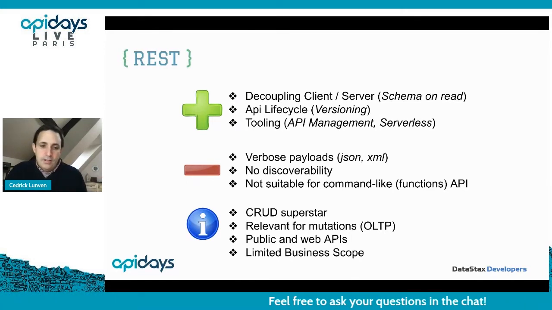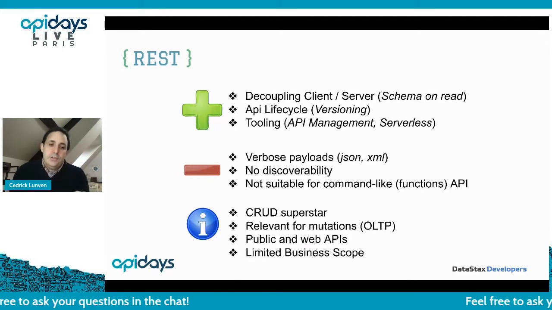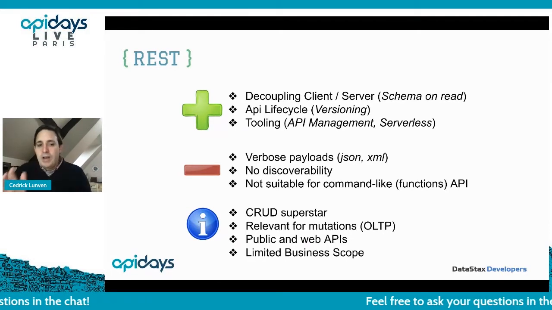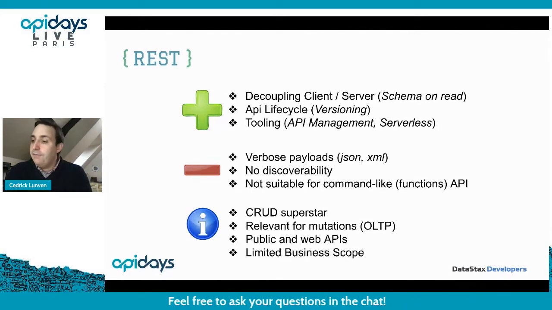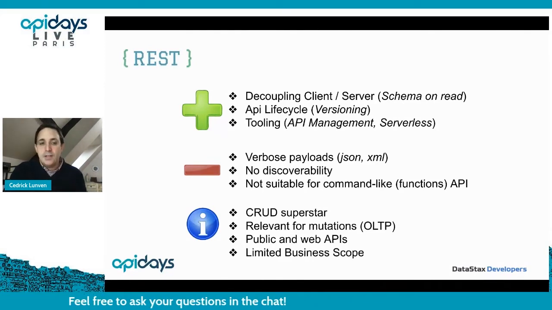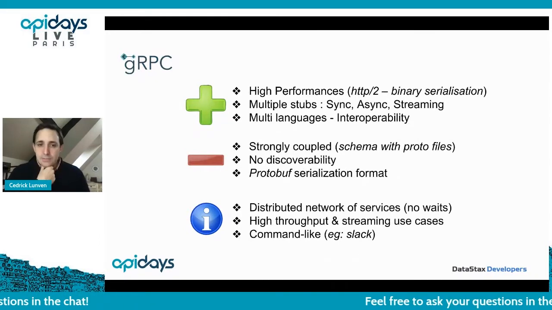So great for OLTP, public and web APIs, and limited business scope. You don't want to have dozens and dozens of resources. So REST, still a superstar, great for CRUD, so great for data APIs, right? So second, gRPC, all about high performance. I told you already about that.